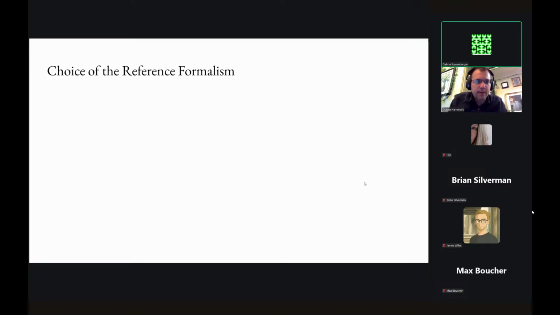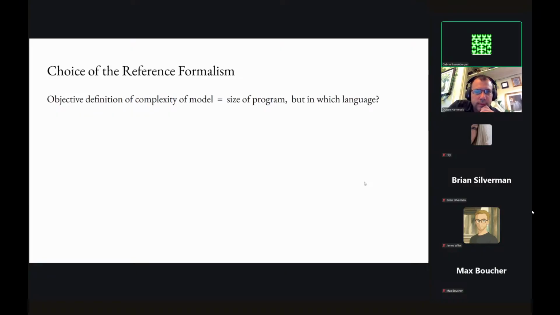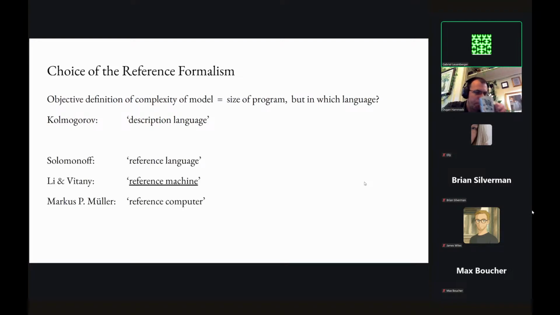And then for measuring how complicated a model is, we need a reference formalism. What is that? That's basically a language. So the objective definition, like it says here, of model complexity should be the size of the program that corresponds to that, but in which language? And this is an old problem. How do you select this objectively somehow? And Kolmogorov called this the description language, and this was also called reference machine and reference language, reference computer, description method, etc.